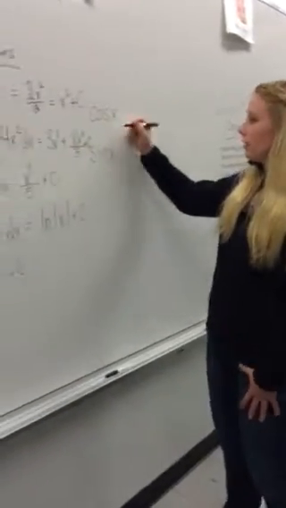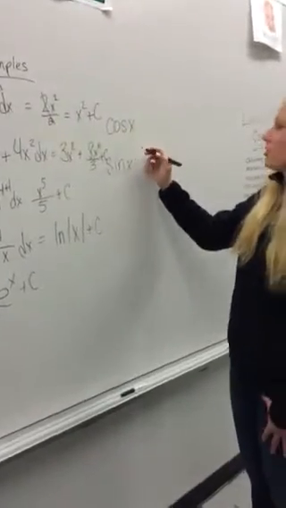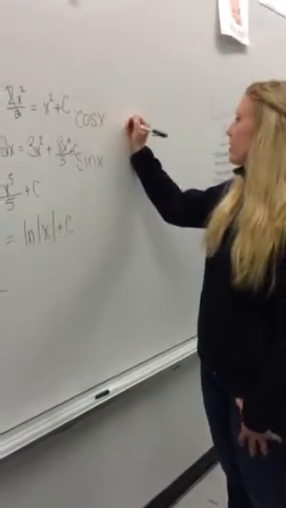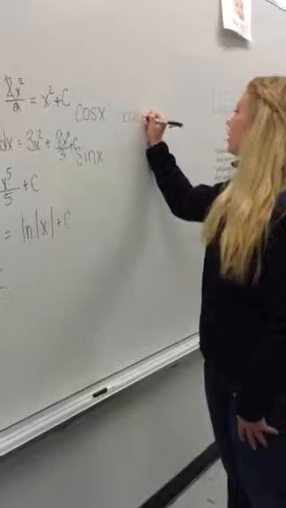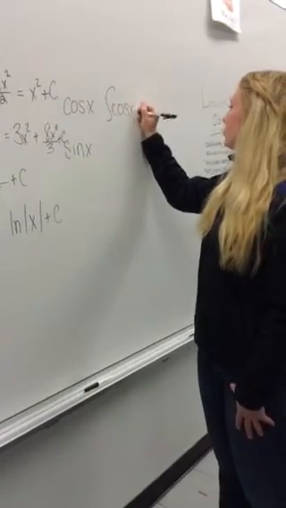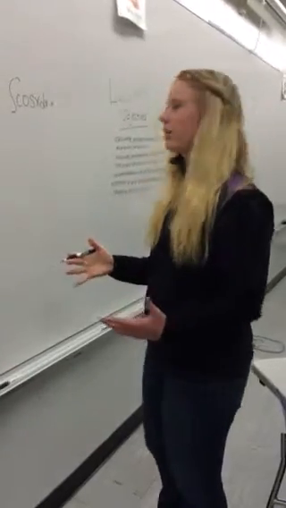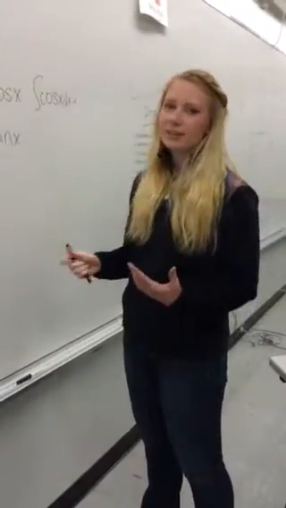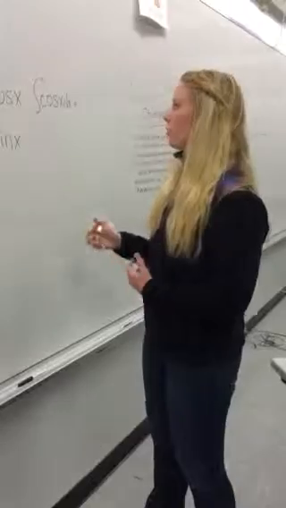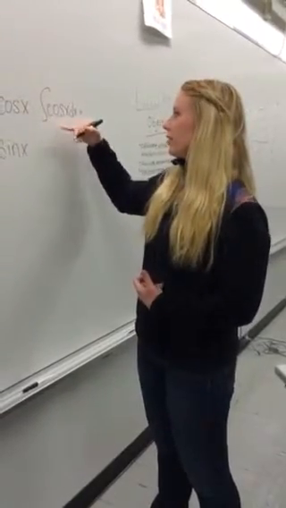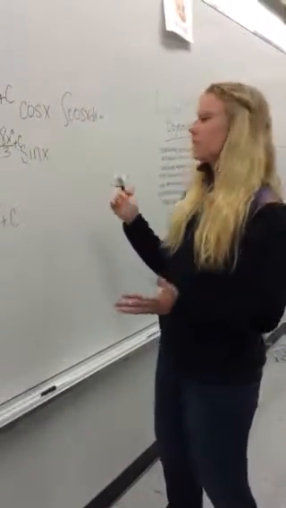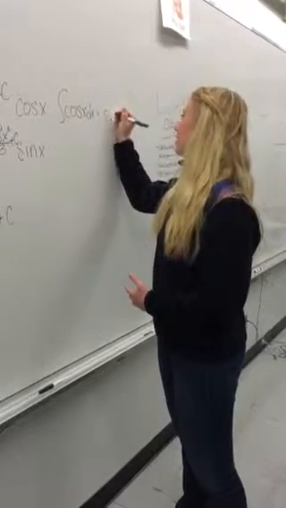And finally, we've got our trigonometric functions. So we've got cosine of x, so I'm going to take the integral of cosine of x. Okay, so you remember the derivative of cosine of x is negative sine x. So this would normally give you a negative, but since we're doing the opposite, this is actually just going to give you sine of x.